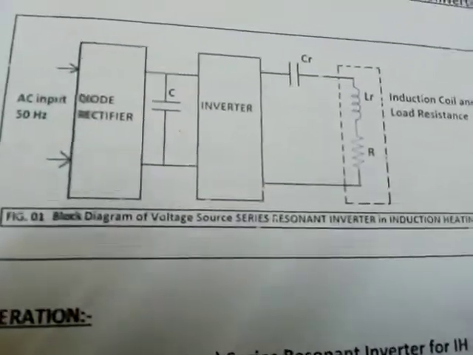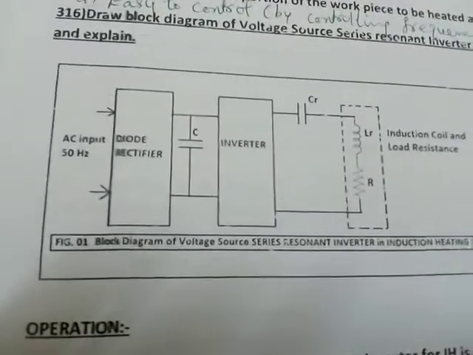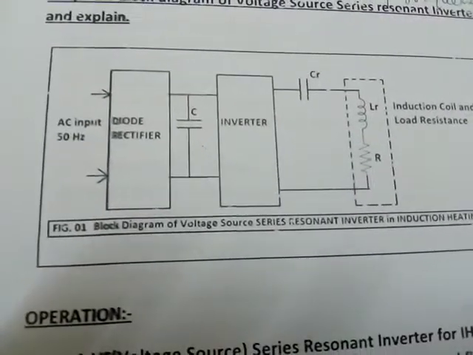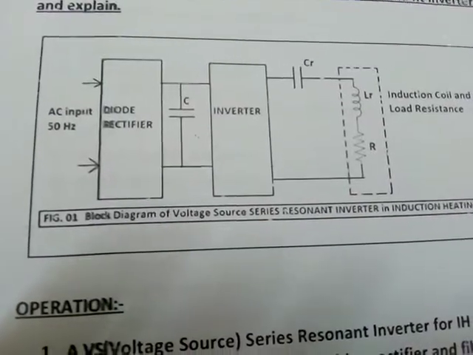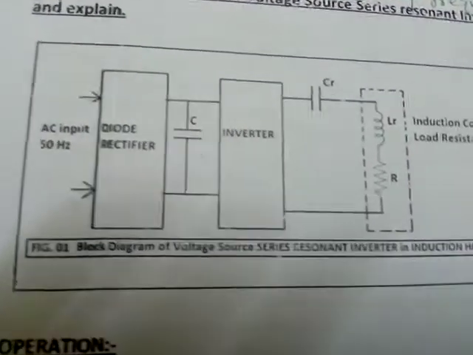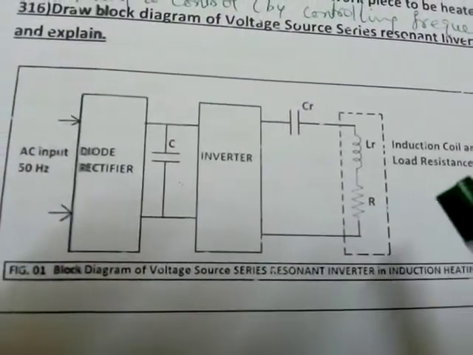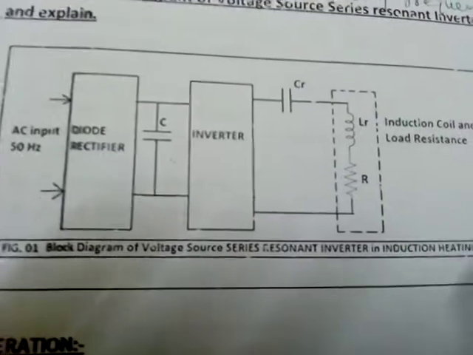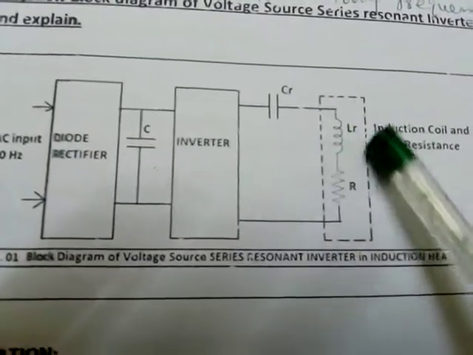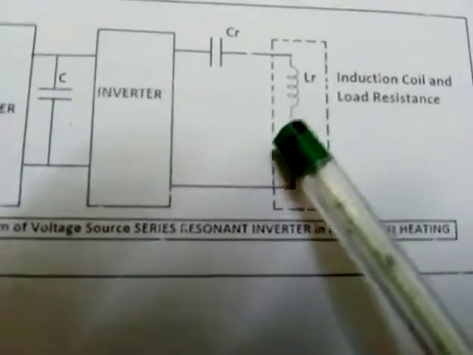At high frequency, the eddy current loss also will be high. You know that as frequency is increased, eddy current also is increased. Now, this R represents the vessel which is kept on the induction heater. There is a coil inside which is represented by LR here.